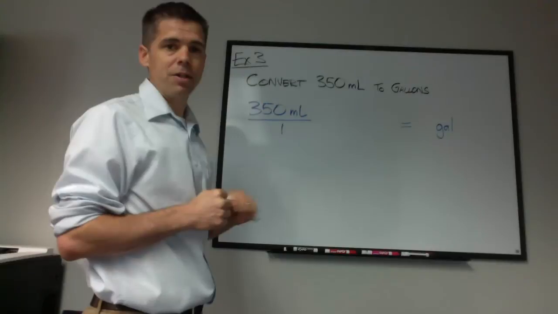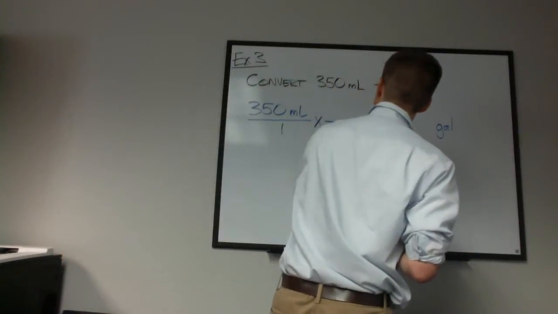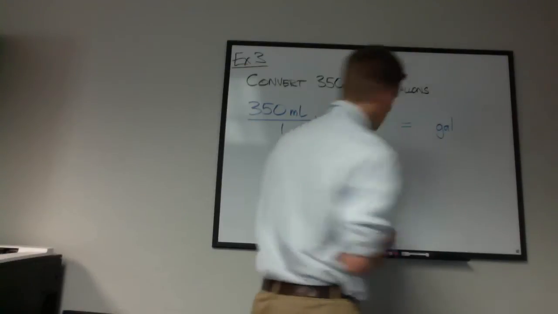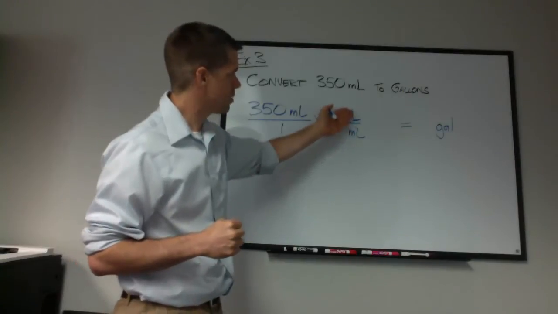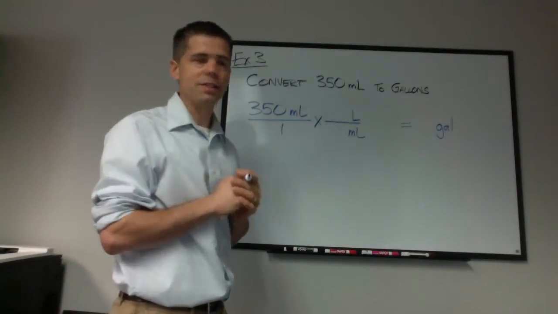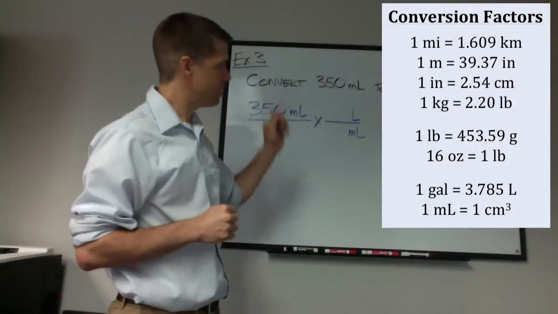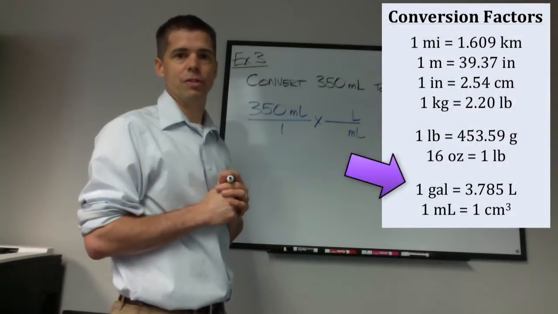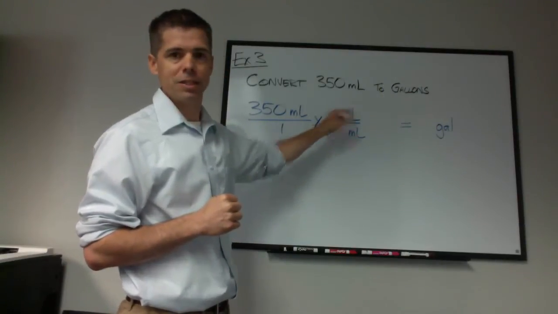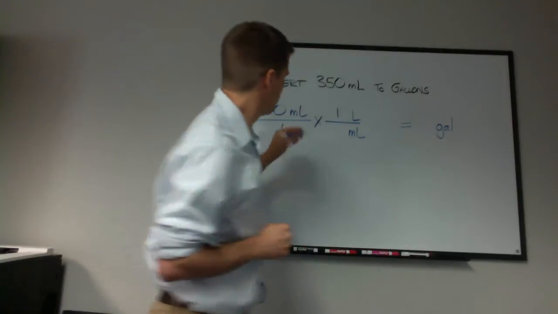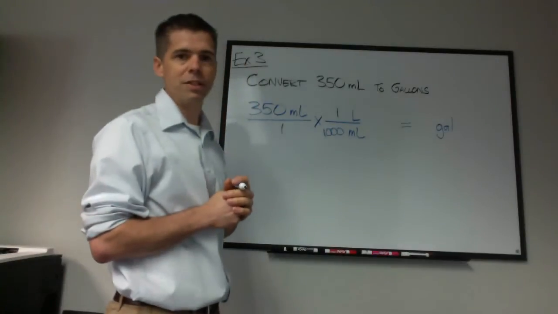The next thing I'm going to do is convert from milliliters into liters. You might be wondering, why didn't you go from milliliters to gallons? And the answer is very simple. I don't know how many milliliters are in a gallon, but I do know the liter to gallon conversion. So here's my strategy. I'm going to turn my milliliters into liters with this step. You see, 1 liter is equal to 1,000 milliliters.